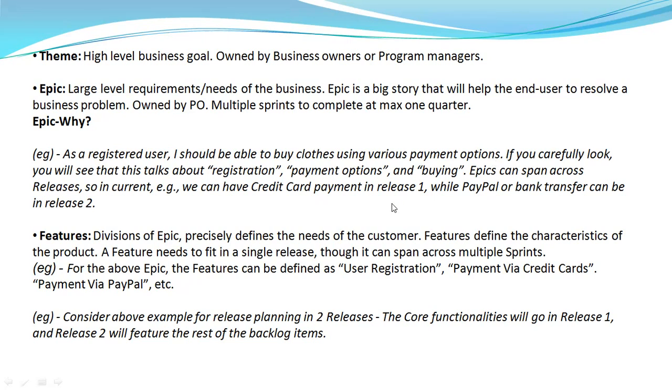So here, they're talking about 3 things. One is registration, because as a registered user, right? Registration. Then they're talking about payment options, and one is buying. So for this one epic, the product owner needs to take a call whether this can be completed within 1 quarter or not. 1 quarter means approximately 6 sprints. The reason I'm saying this is, we are following a 2-week sprint, right? So 1 month equals 2 sprints. So on the whole, 3 months equal to 1 quarter means it is 6 sprints, right? So within 6 sprints, whether we will be able to complete this or not. Else, what the product owner should do is further divide this epic into another epic. So the epic should be able to complete within 1 quarter.